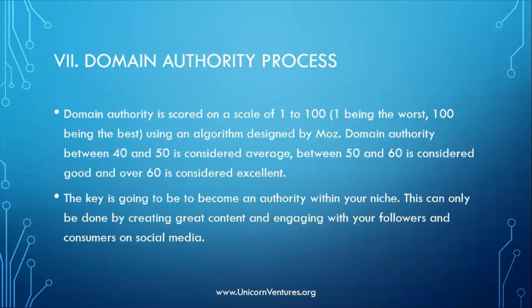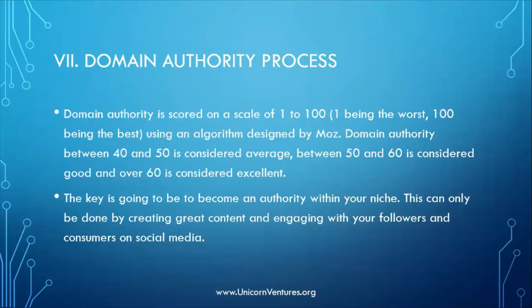So as we are building our platform, taking the content, and generating some traffic, naturally what's going to happen is the domain authority process kicks in. The domain authority is scored on a 1 to 100 scale using an algorithm designed by Moz. Domain authority between 40 and 50 is considered average, between 50 and 60 is good, 60 and more is considered excellent. So it's going to take time.